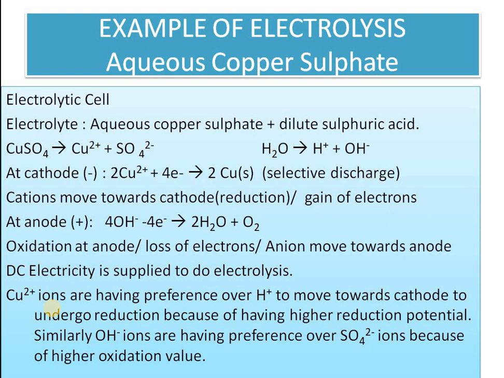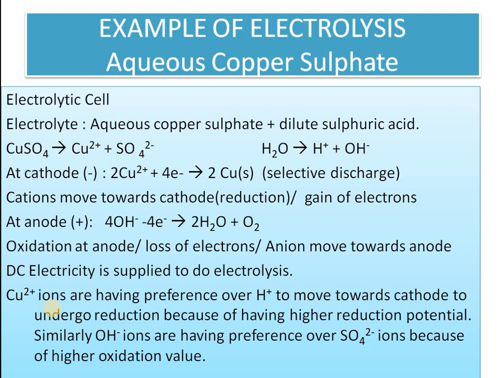What is selective discharge? Selective discharge depends on a number of factors like concentration, the position in the electrochemical series, and inertness. But for the time being, you can understand that the ion having more tendency for reduction, or the more E naught reduction value, is discharged. The E naught reduction value is more for Cu2+ as compared to H+. That's why Cu2+ gets discharged at the cathode, which undergoes reduction. Reduction is gain of electrons.